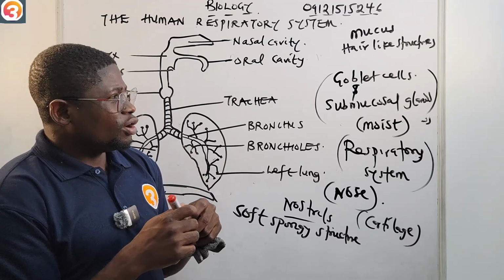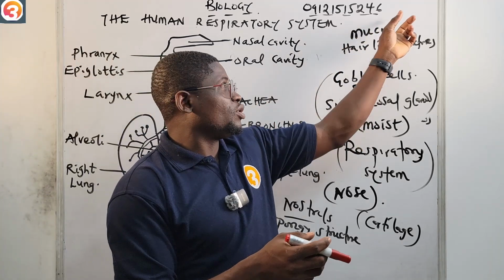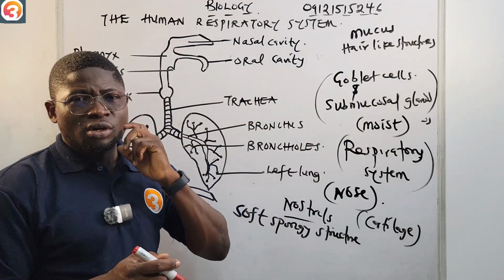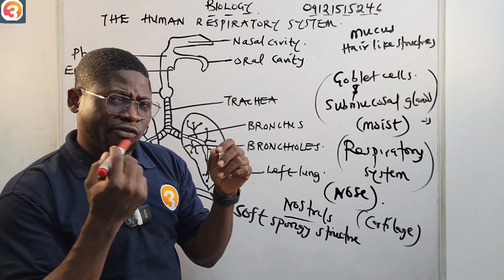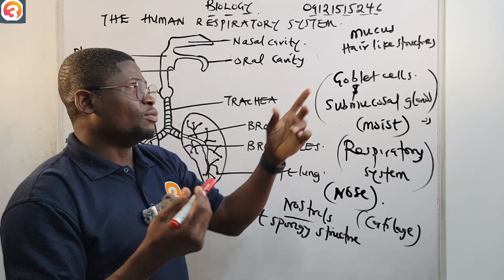All right, and of course, at the end, how is this mucus removed? Remember, I will say that it contains mucus and some air-like structures. So how is this mucus removed from the nasal passage or nasal cavity? It is removed by the aid of these air-like structures.